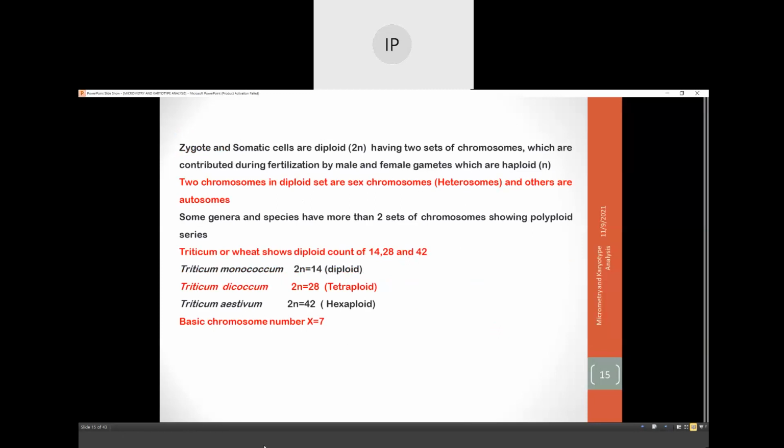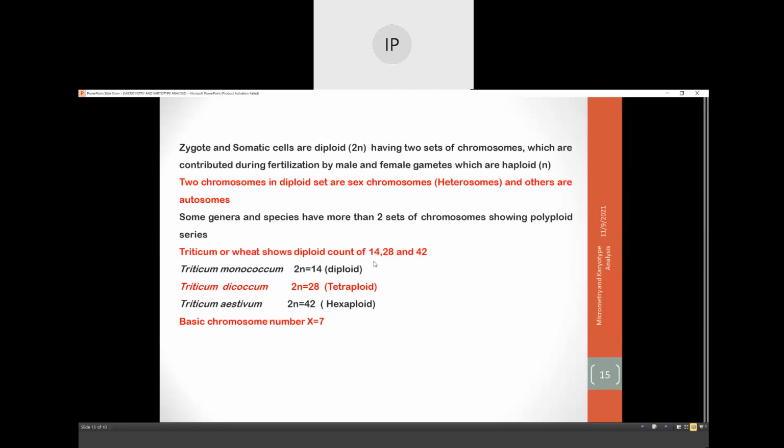Zygote and somatic cells are diploid, having two sets of chromosomes, which are contributed during fertilization by male and female gametes, which are haploid. Two chromosomes in the diploid set are sex chromosomes or heterosomes, and others are autosomes. Some genera and species have more than two sets of chromosomes showing polyploid series.